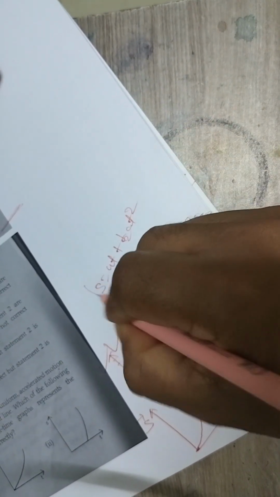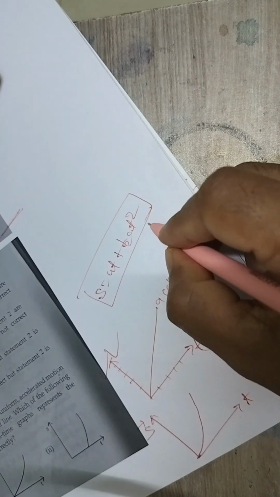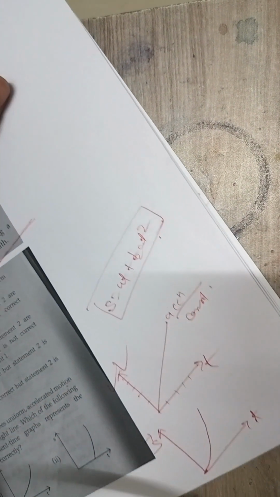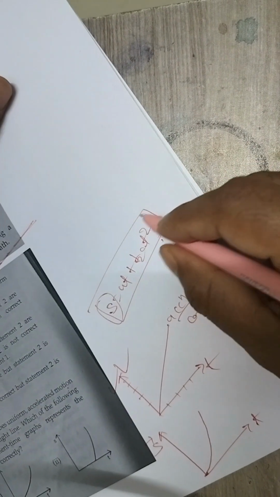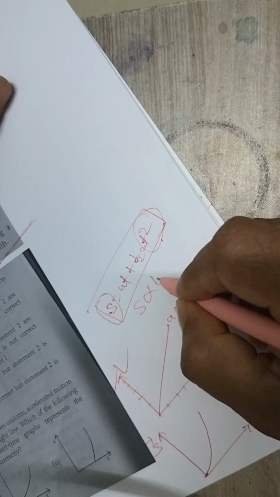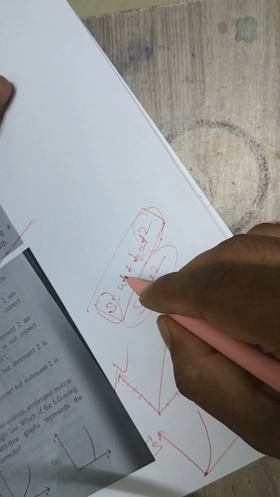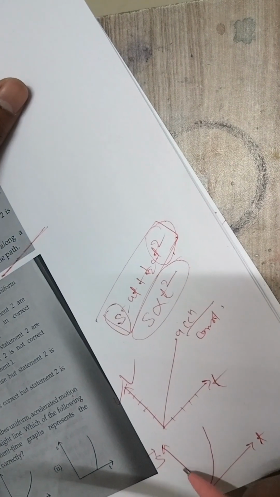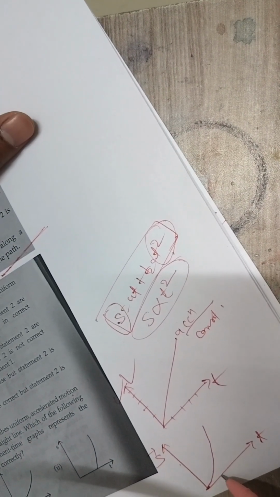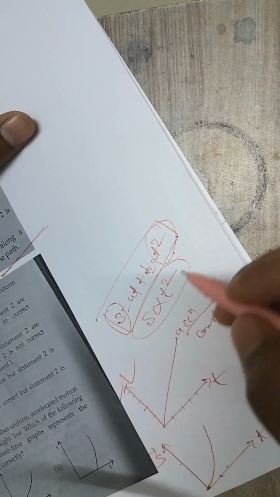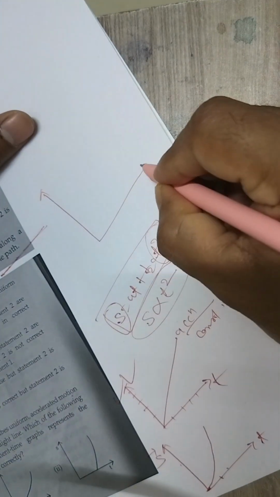You can understand it in a better way. S is equal to ut plus half at square. This is the formula for the distance and time graph. One parameter is S and another parameter is T. The relation is S is proportional to T square if you neglect this ut term. So if time increases, distance increases by the square. You can understand by taking some example.